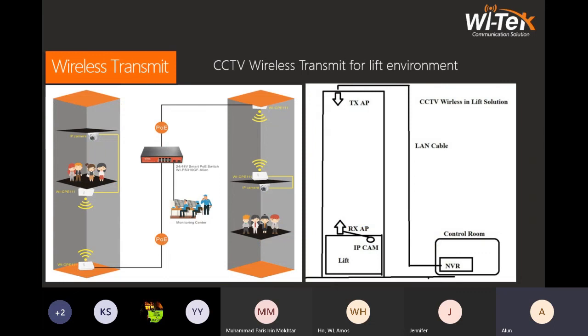And in the elevator, we also suggest using wireless. Because for the elevator, if you deploy the camera by cable, usually every year you need to change the cable one time, and it will cost much money. If you use wireless, you can just change the access point or the CPE by a normal engineer. But if you use cable, you need a special engineer.